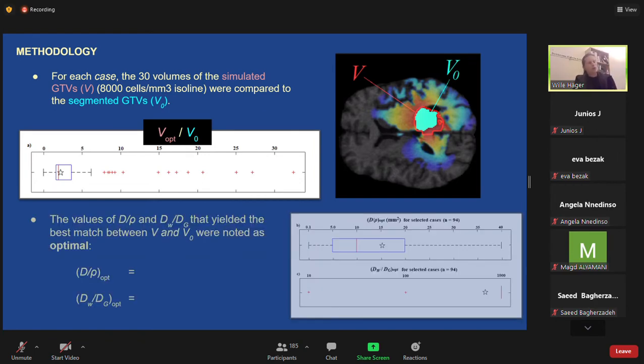We also note which parameters best simulate the volumes. So there's one value for each case for D over rho and one value for D_w/D_g that best fit the volume. And these are the distributions of those parameters. It's pretty much what we expected. D over rho overall covers the whole range, but it seems to be localized at 5 or 20 millimeters squared, whereas D_w/D_g opted for a very high ratio, meaning that it preferred to be constrained to white matter.